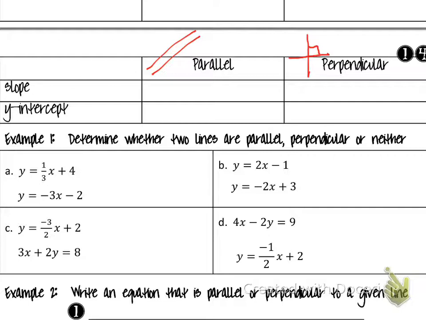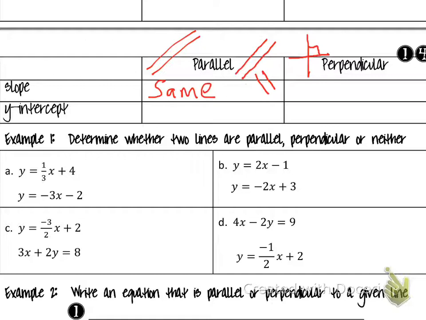Parallel lines have slopes that are the same, meaning the rise and run is the same. It is increasing or decreasing at a constant rate. They are going at a constant rate. So therefore, the slopes of parallel lines are the same. They're going up at the same rate, or they are going down at the same rate. They're parallel, they never intersect.